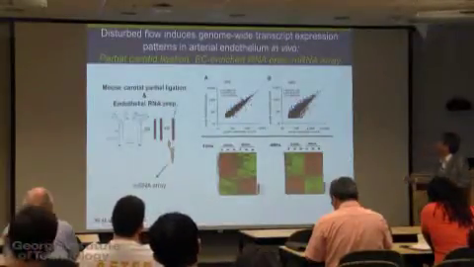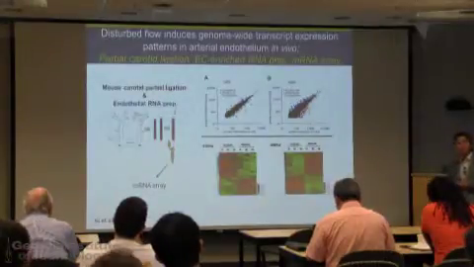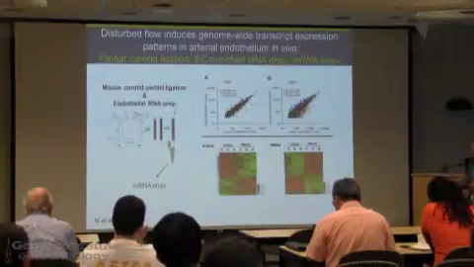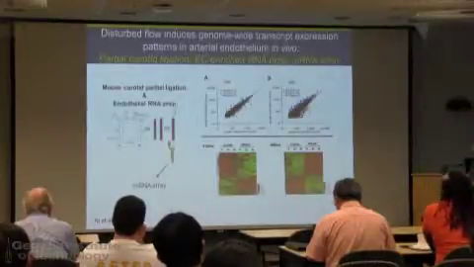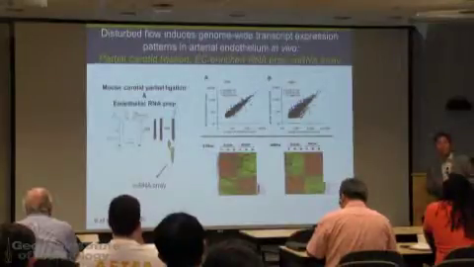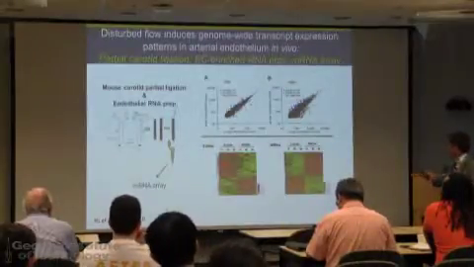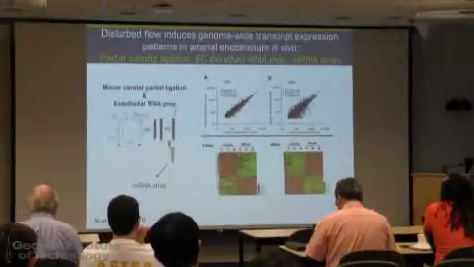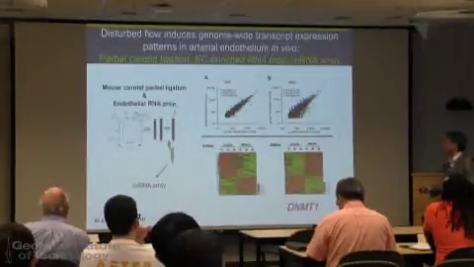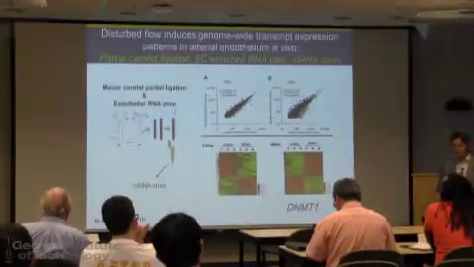So this was our first transcriptome data, where we did messenger RNA array studies using endothelial genes, and we found that flow disturbance changes gene expression for more than 500 genes. And of these, we followed some of the genes that we identified from here. One example is DNA methyltransferase 1, or DNMT1.